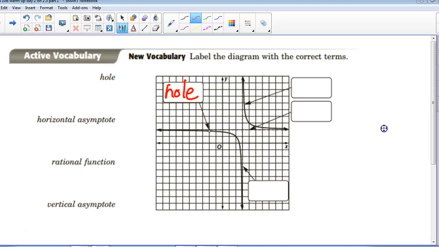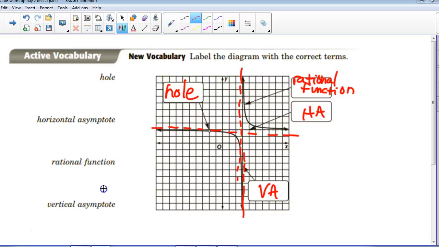They're kind of tricky because you can't really tell what the arrows are. The bottom one is the vertical asymptote. Yes, there is a vertical asymptote here. Well, not there, but here. And so we're going to write that there. Top right is rational function. Yep, this one would be rational function. And then in here somewhere is the horizontal asymptote.